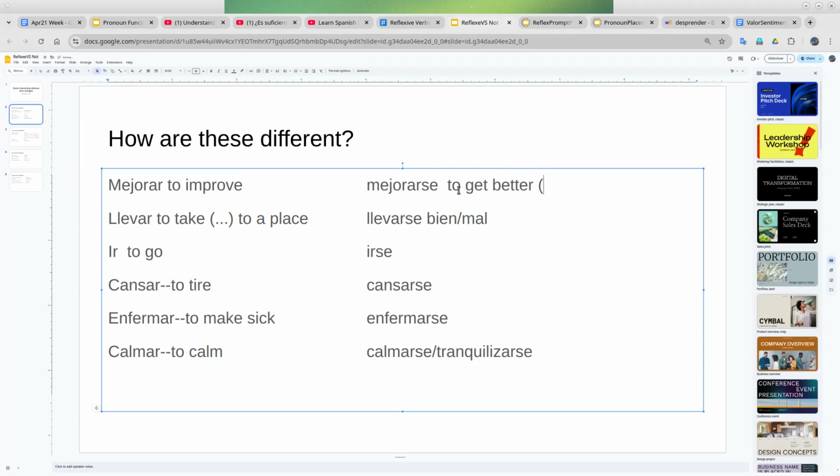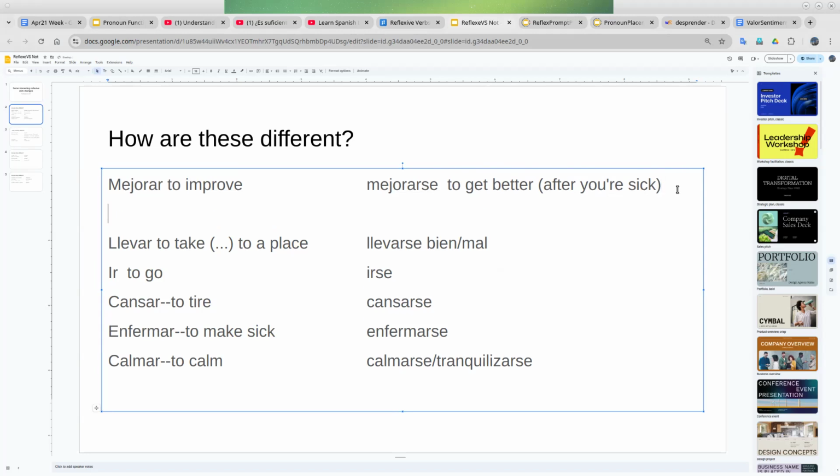Like after you're sick. Mejorarse is to get better. It is literally to improve yourself, meaning your whole body is healing. So you'll hear phrases like, what's a common thing we often say? Somebody tells you, oh, I'm sick today. And you say, oh, I hope you get better. I hope you get well. I hope you feel better.